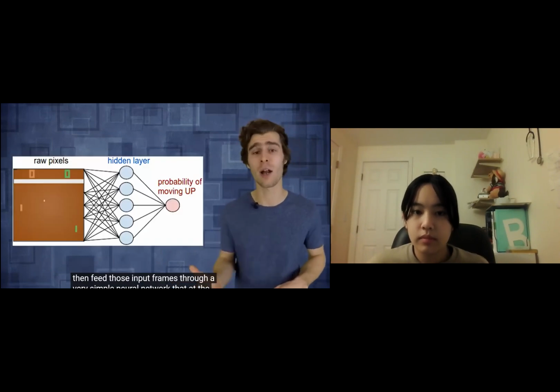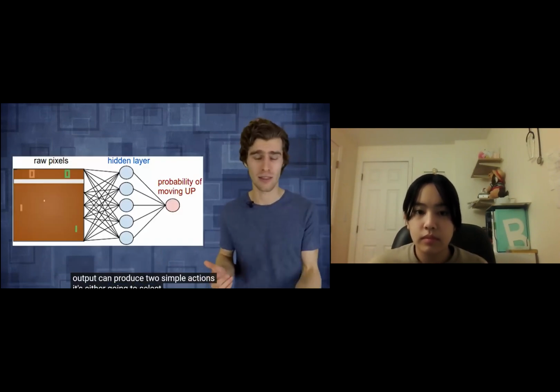And we can then feed those input frames through a very simple neural network that at the output can produce two simple actions. It's either going to select the up action or the down action. And by simply training on the data set of that human gameplay using something like backpropagation, we can actually train that neural network to replicate the actions of the human gamer.